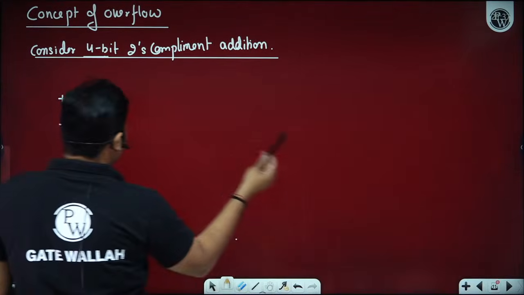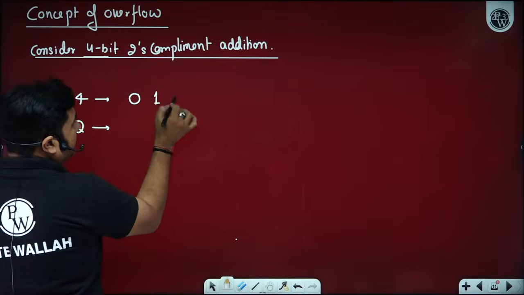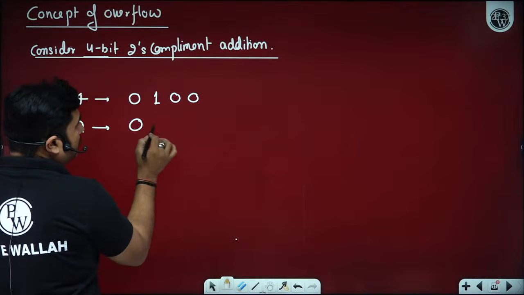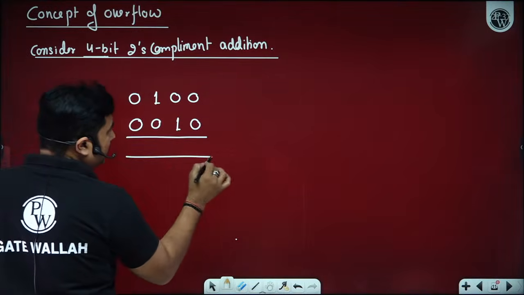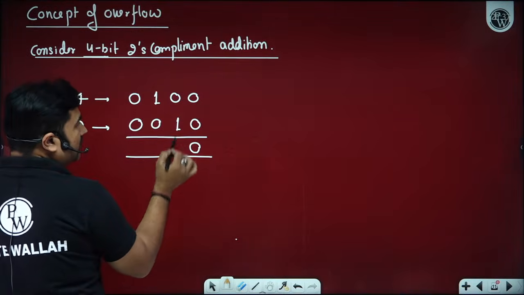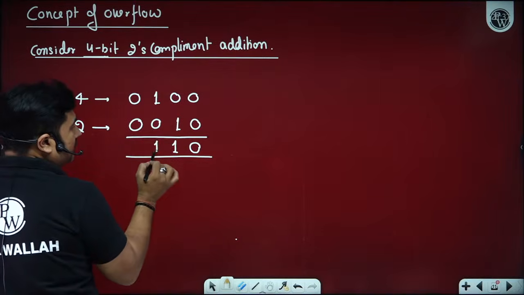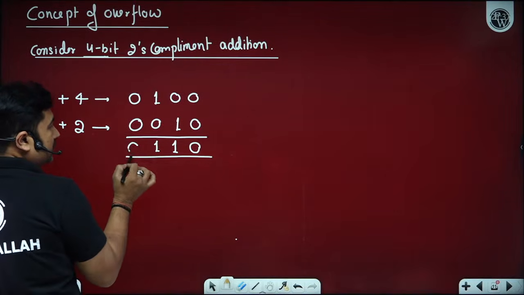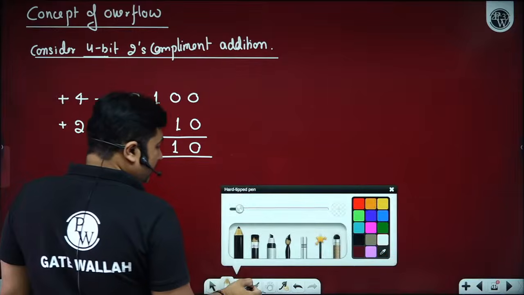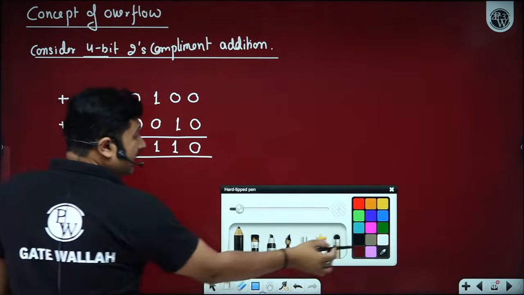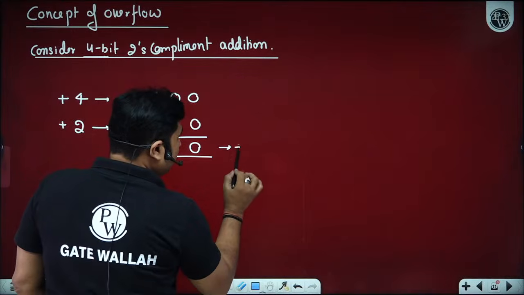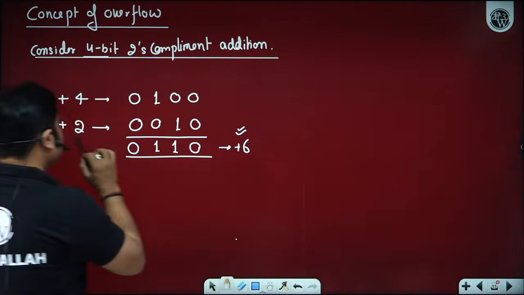So 4-bit plus of 4 means 0, 1, 0, 0. If we add plus of 2, 0, 0, 1, 0. If we are going to add these two numbers, what happens? This will be 0, this will be 1, this will be 1. 1 plus 0 is 1, 0 plus 0 is 0. So in this addition, we are getting plus 6, and the result is also plus 6 only.